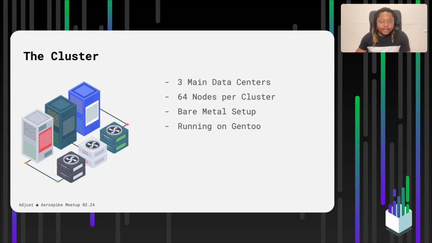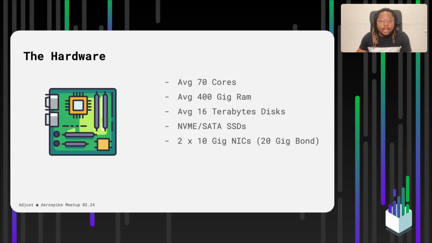We store all of this data in logical three separate data centers around the world. Each data center has an Aerospike cluster, which has about 64 nodes running on a bare metal setup, running on a Gen 2 operating system. The hardware is about maybe 70 cores on average, 400 gigs of RAM on each node, and then about 16 terabytes worth of hard disk. Hard disk is NVMe or SATA SSDs.